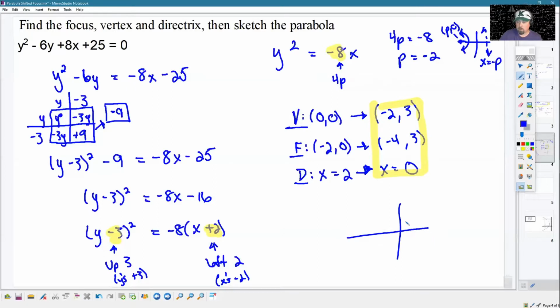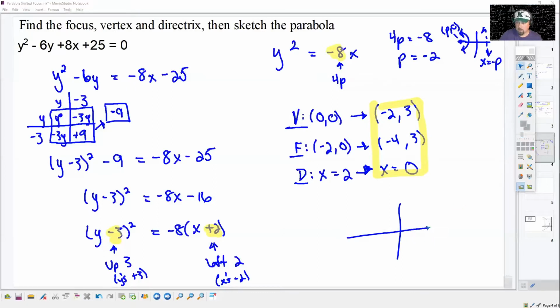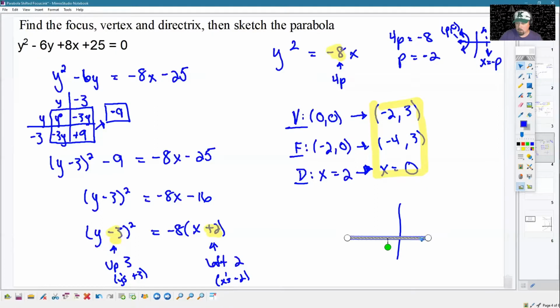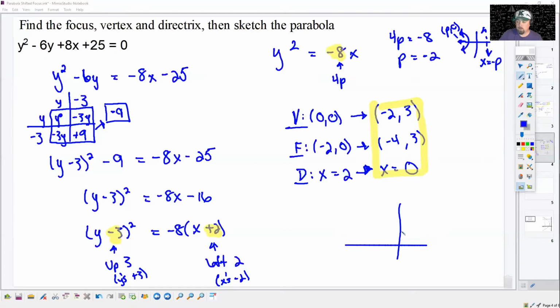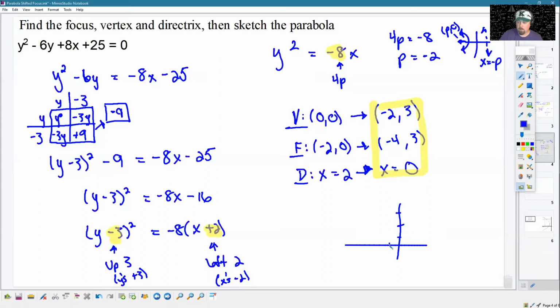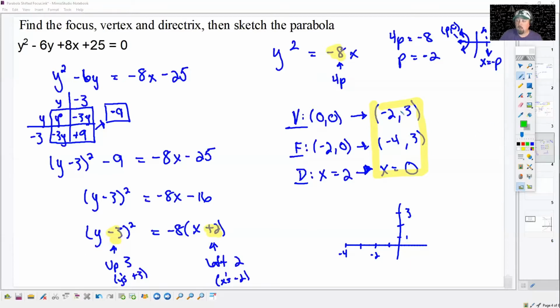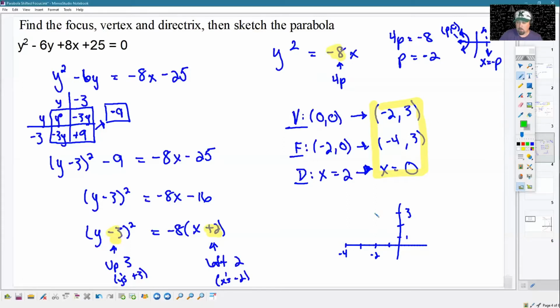So let's go ahead and put those in here and move the x-axis down a little bit. So we've got 1, 2, 3, and we need back to negative 4. 1, 2, 3, 4. So there's negative 4, negative 2, that's 1, and that's 3. So let's put our points in. We'll put them in green this time. Negative 2, positive 3 is our vertex. And negative 4, positive 3 is our focus. So here's our focus. This is our vertex.